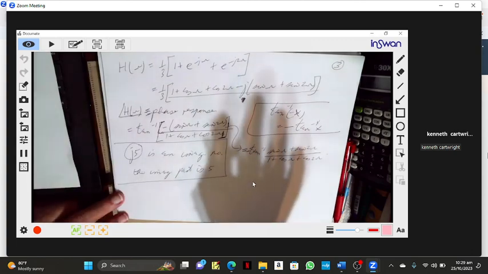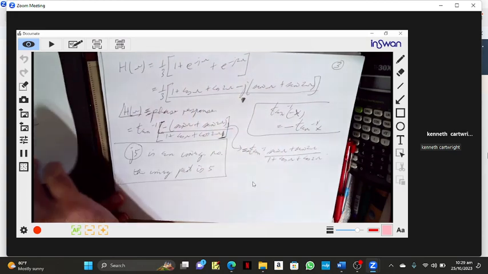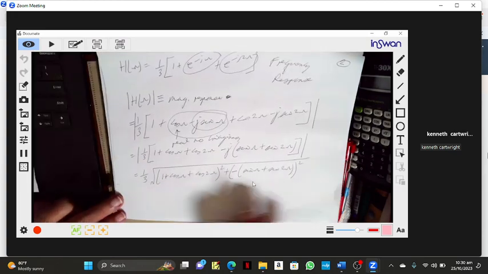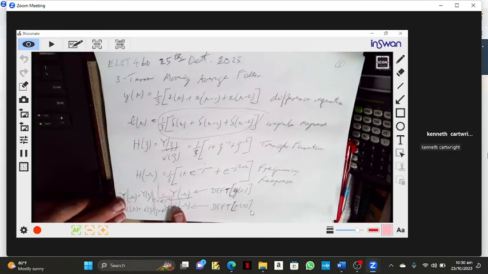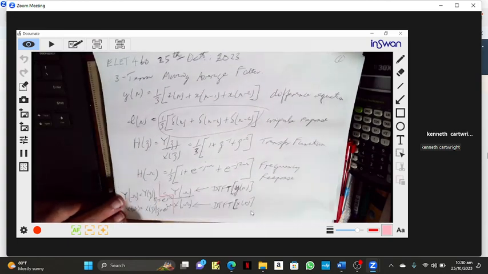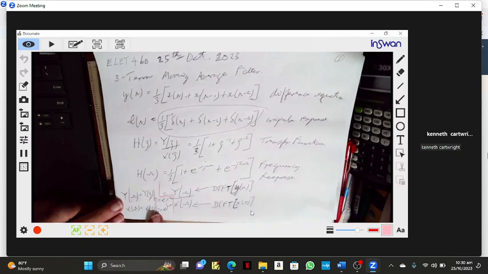So all of this was reviewed, except for the new definition of the discrete time Fourier transform, Y of omega. That's the only new thing for today's lesson. Everything else was reviewed.